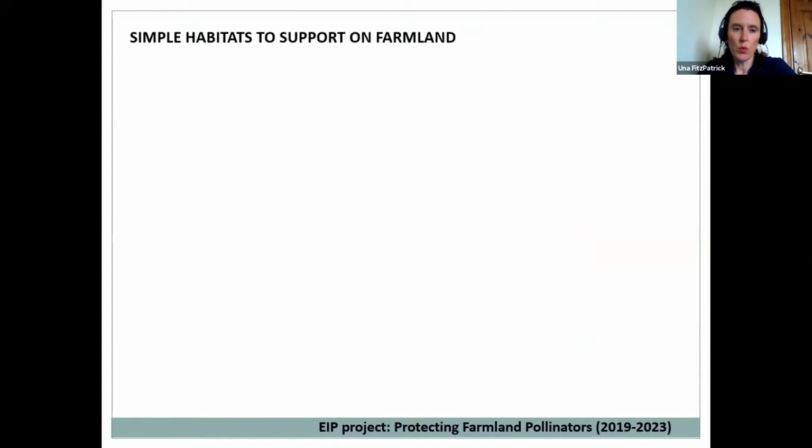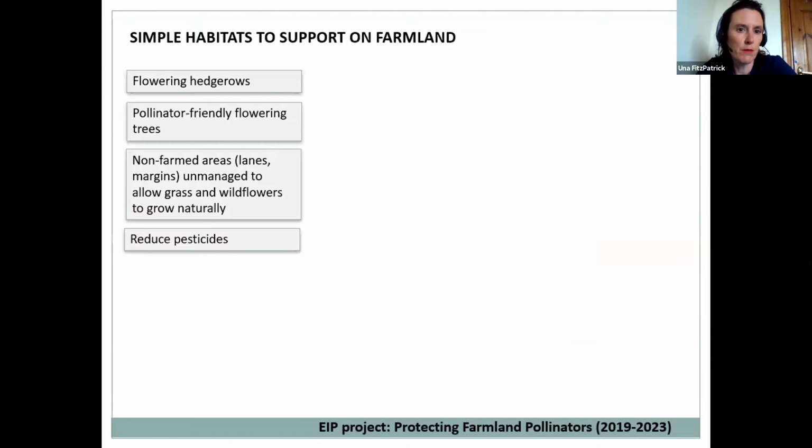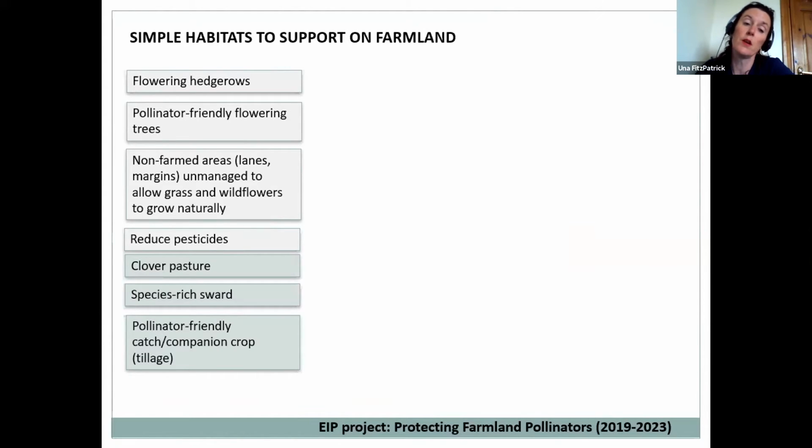So what we felt was that there are simple habitats around farms that can allow biodiversity and pollinators to coexist. It might be flowering hedgerows, pollinator friendly trees. It might be looking at the non-farmed areas and managing those in a way that better supports biodiversity, reducing pesticides. There are other actions that can be taken depending on your farm type. So if you're a dairy farmer, perhaps you want to have a clover pasture to fix nitrogen instead of artificial fertilizer use. If you're an arable farm, you could have pollinator-friendly catch or companion crops. And again, you could have traditional hay meadows.